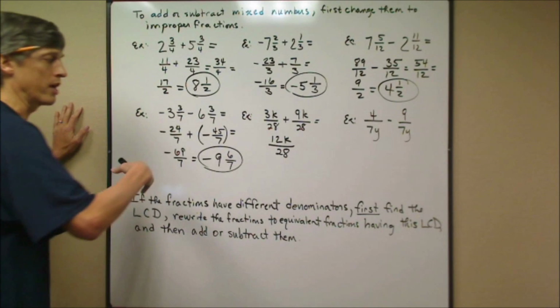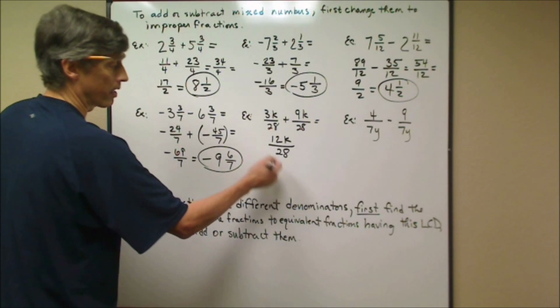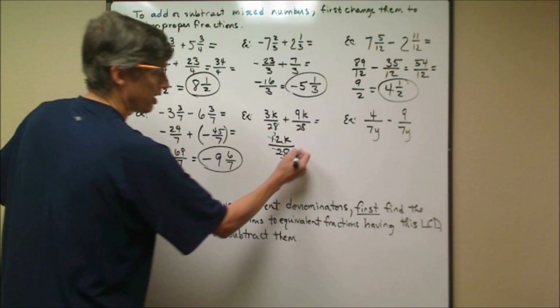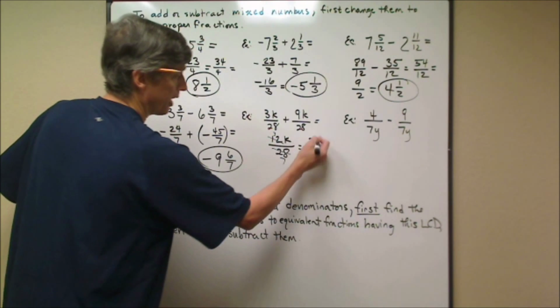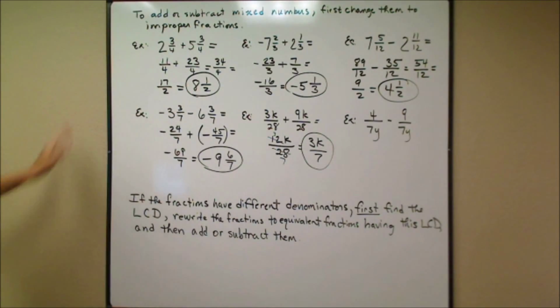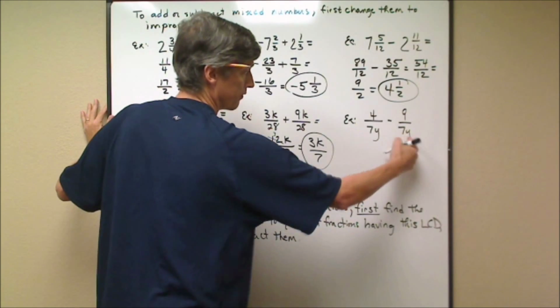And then what we talked about in the last section, I can simplify this. In this case, I can divide top and bottom by 4. 4 goes in 3 times, 4 goes in 7 times, and I end up with 3k all over 7, and that's my answer, simplified. The last example that's there is a subtraction. You already have the same denominator.